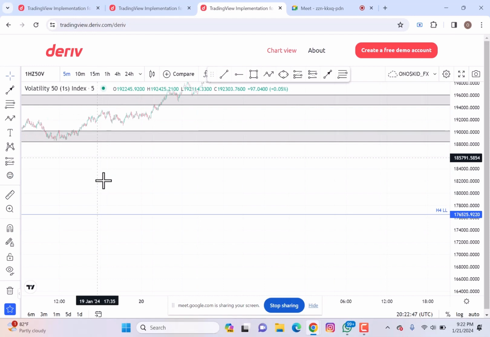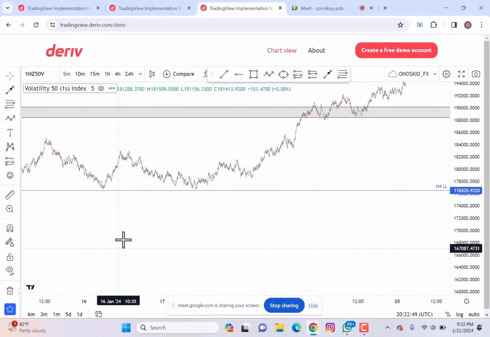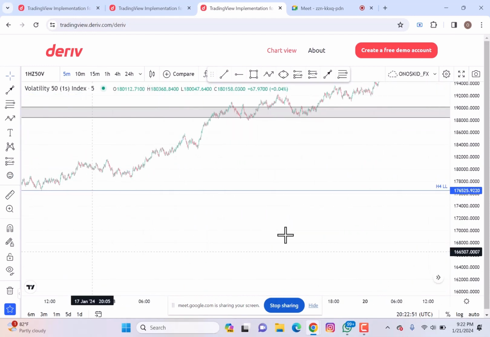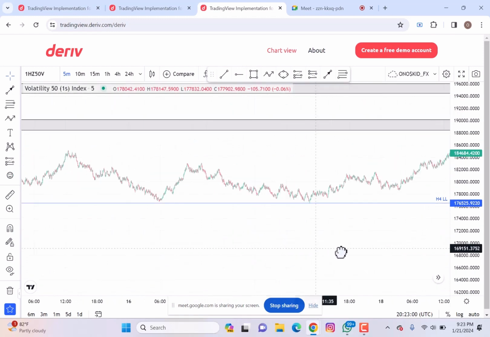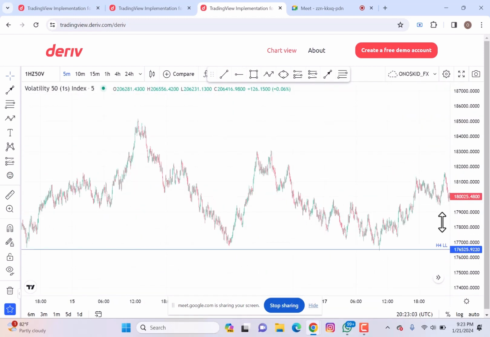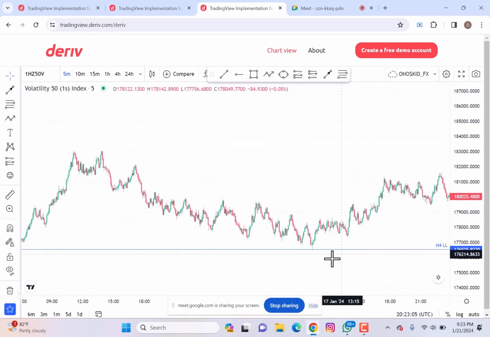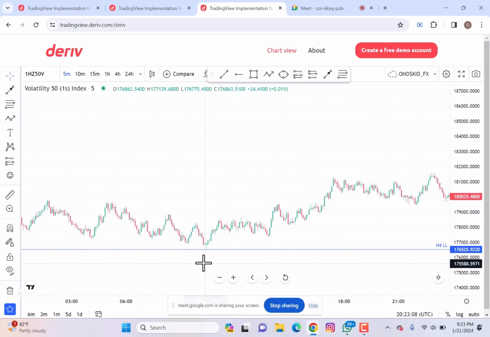I don't have much information on this one. Okay, yeah, this is what I'm actually looking for. All right, now look at this. Look at this candle. Do you see how perfect this rejection candle is?